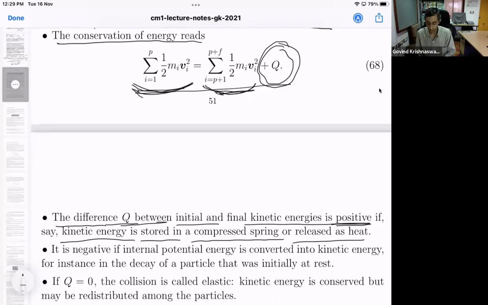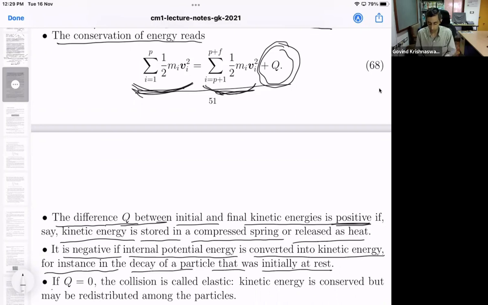On the other hand, Q is negative if internal potential energy is converted into kinetic energy, for instance, in the decay of a particle that was initially at rest. So this was the other example I gave.